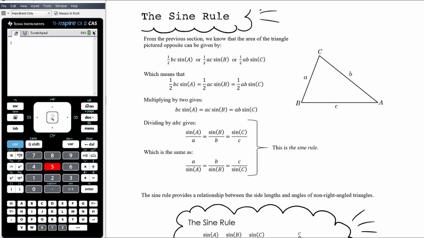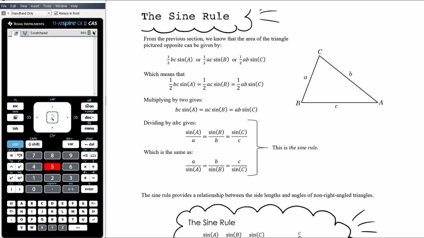If the triangle's non-right-angled, then we're going to need to make use of our sine rule or the cosine rule, which we'll introduce in the next video. So you'll notice I've jumped the chapter a little out of order by doing the area of a triangle before the sine rule and the cosine rule, but the reason I did that is that the sine rule comes from understanding the rule for the area.